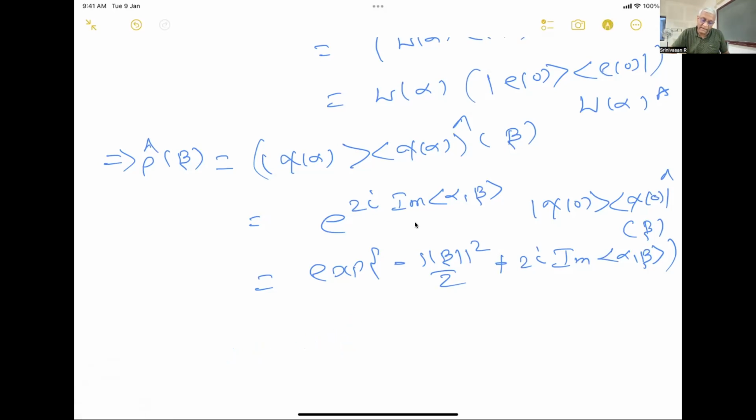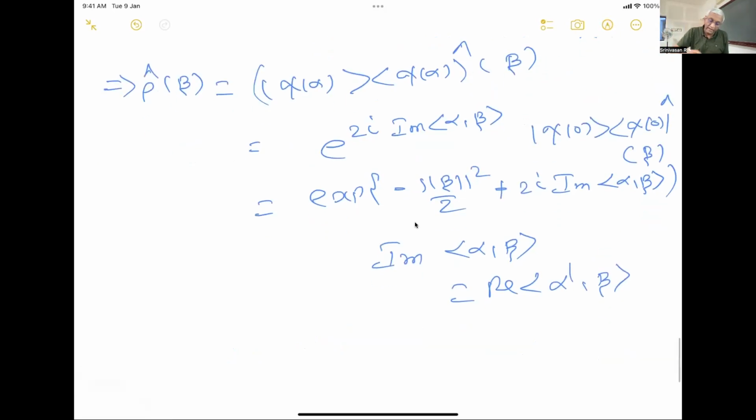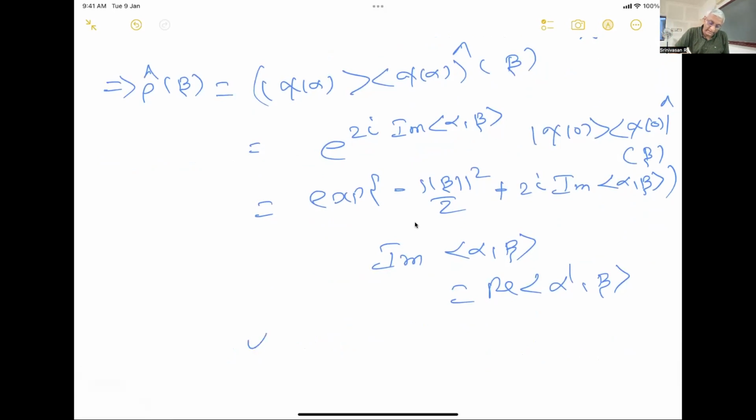See, this imaginary part of alpha beta can be written as some real inner product of some alpha prime and beta, which is possible to write like that. If you have the imaginary part for two vectors, alpha 1 plus i alpha 2 and beta 1 plus i beta 2.